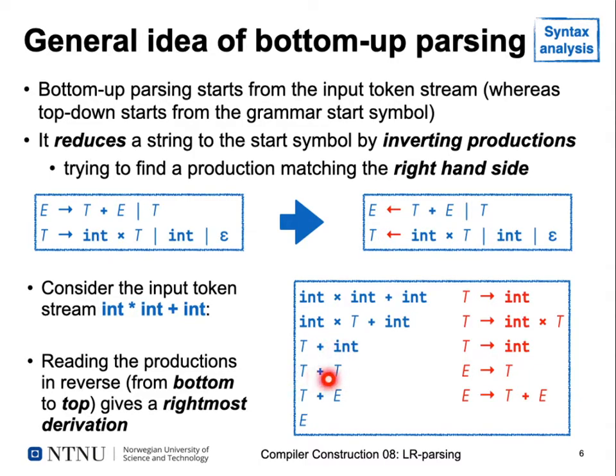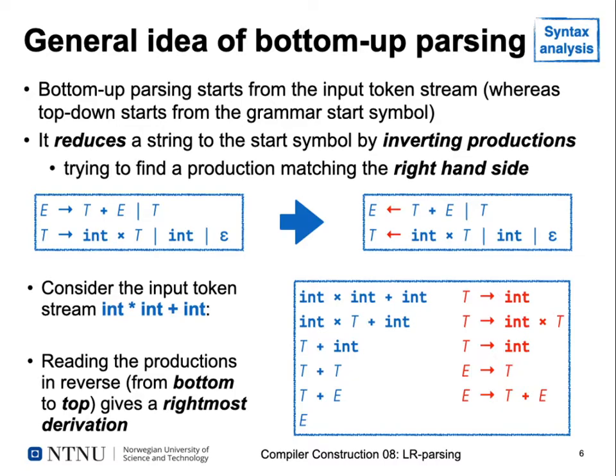Then we have a sequence T plus T. The only thing matching a T at the end is this rule up here, so we reduce this T to an E. We arrive at T plus E, and this is now the first production for E. So finally, we have reduced our input token sequence to a simple start symbol E. So we know when we read these productions in reverse, matched the right ones, and arrived at the start symbol, that the string we input here to our parser is actually a valid string in our language.